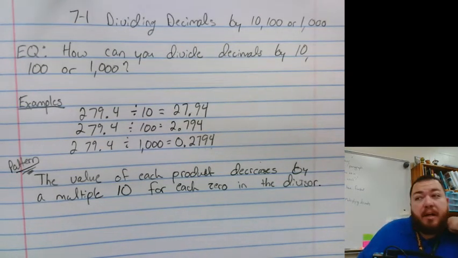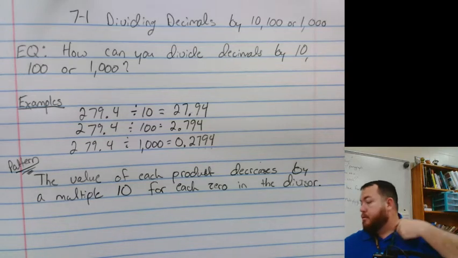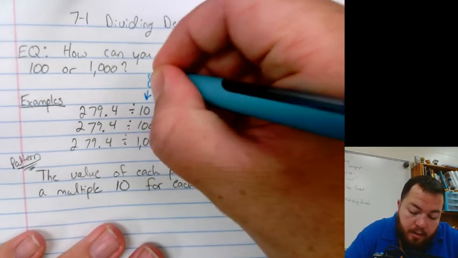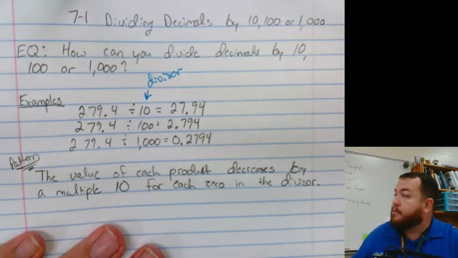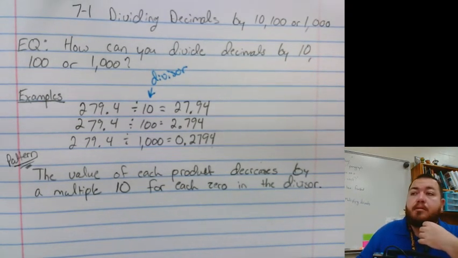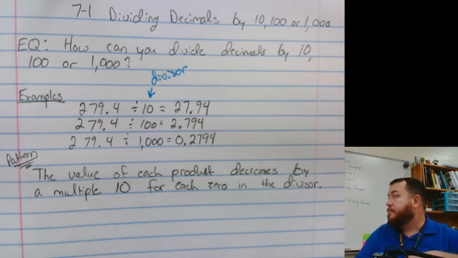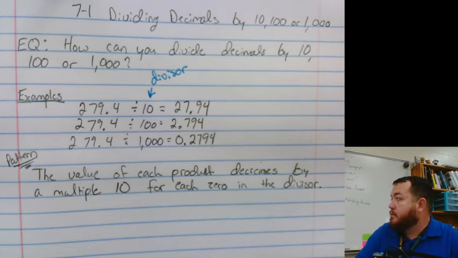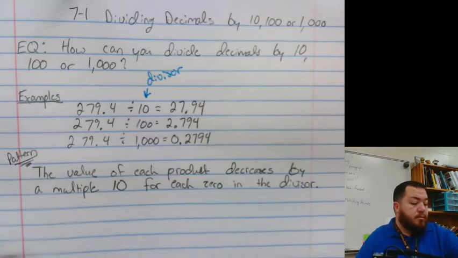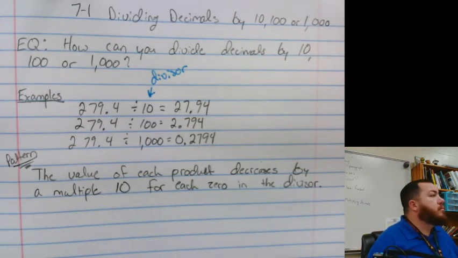Does that make sense to you guys? Yeah. Okay, so right here, this column right here is divisor. Am I moving too quick? Do I need to slow down? Yes. They move.